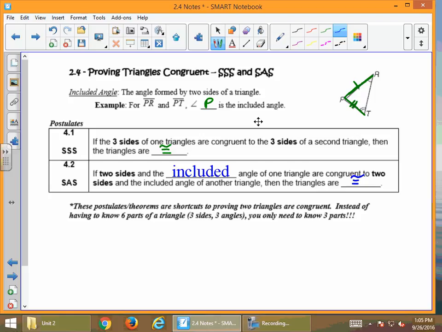What we did last week, what was on your quiz, and what we did at the beginning of class, was you had to show that 6 parts of a triangle were congruent. You had to show that all 3 sides and all 3 angles. With our shortcuts, we only need to know 3 parts. And today we can either show that all 3 sides are the same, or a side, angle, side. Okay? By the shortcuts, you have to show less stuff. Questions over that?